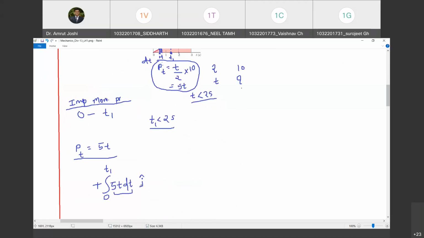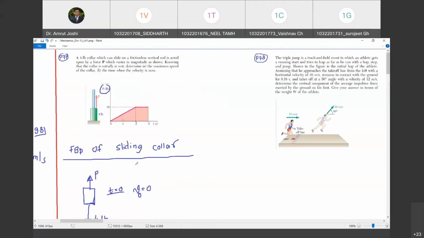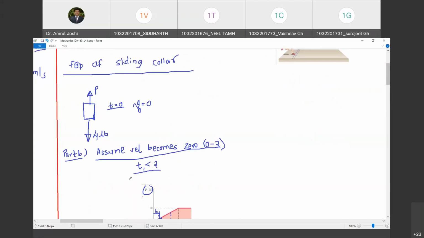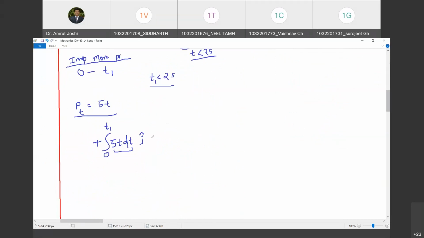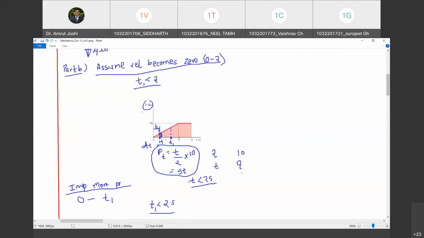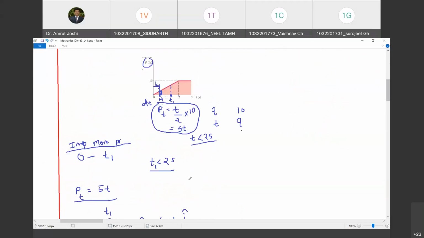And it is in upward direction. So plus j cap. And you have to integrate it now from 0 to t1 so that you get impulse of P during time 0 to t1. Are you with me? Yes, sir. So that integration, and what is the impulse of 4 lb force? It is minus 4 into t1, j cap. Happy? Yes, sir. Are you with me? Yes, sir.